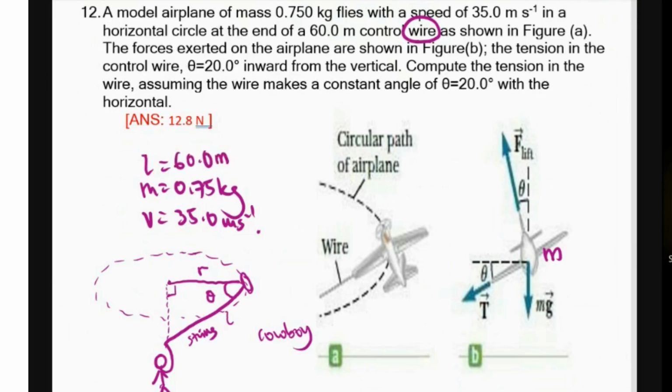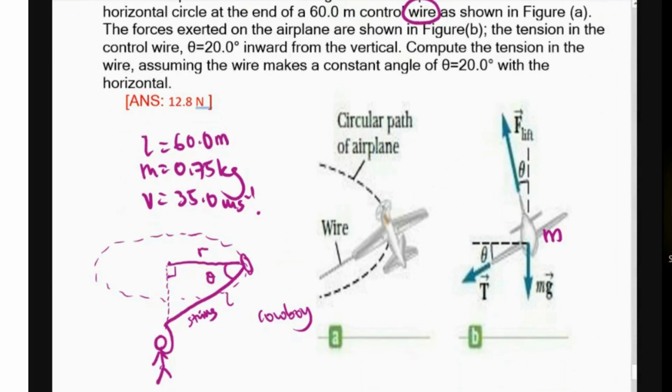So L here is given. If I want to draw it in a clearer picture, I can draw it as a right angle triangle to find the radius. This is 20 degrees. So this is the radius and this is L, which is 60 meter. In this case, we do not use sine 20 because we don't know the opposite to the angle 20. We know the adjacent, which is R. We know L, which is the hypotenuse. So it's preferred to use cos in this case.